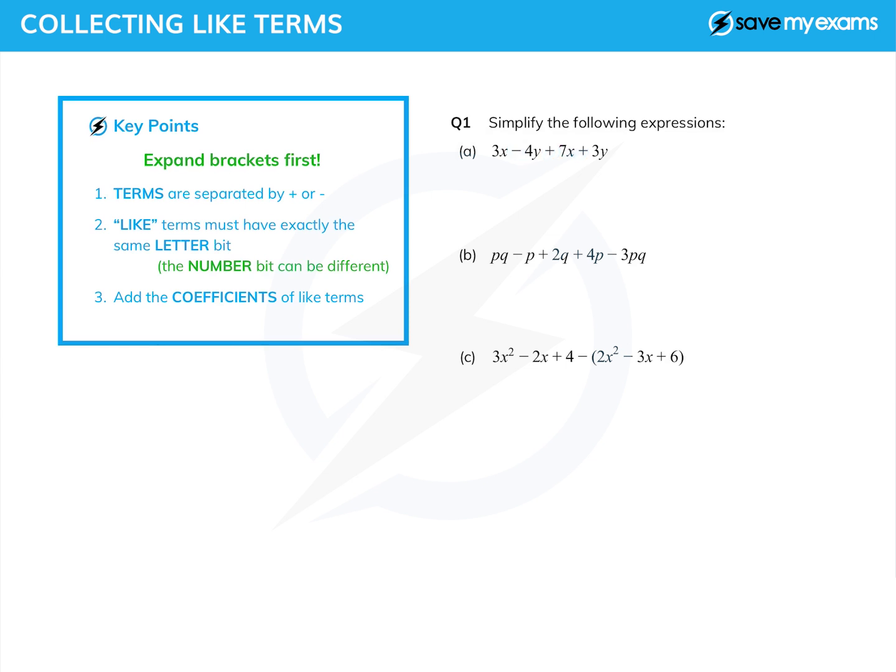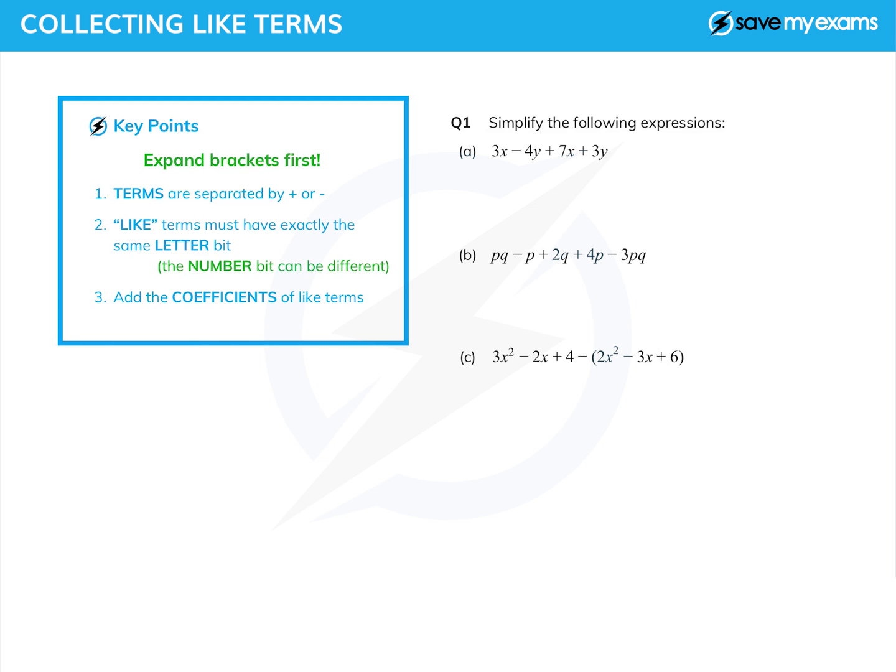And what we have to do is look for the terms which have exactly the same letter bit. The number bit, which is usually called the coefficient, that's how many of something there are going to be different, but the letter bits need to be the same. And then we simply add the coefficients, that's the number bit of the like terms. So let's have a look at that first one.